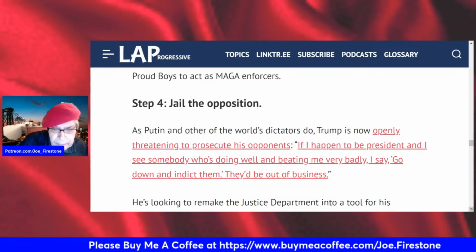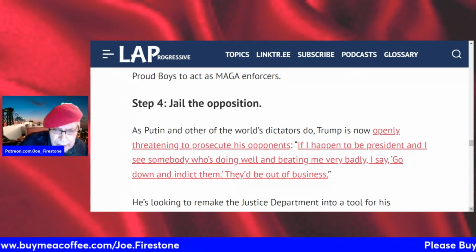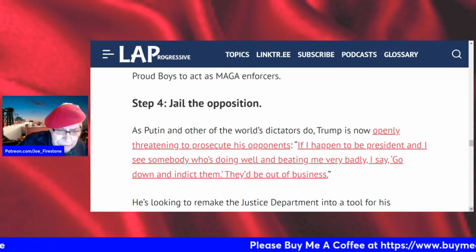Quote, if I happen to be president and I see somebody who's doing well and beating me very badly, I say, go down and indict them. They'd be out of business, unquote.